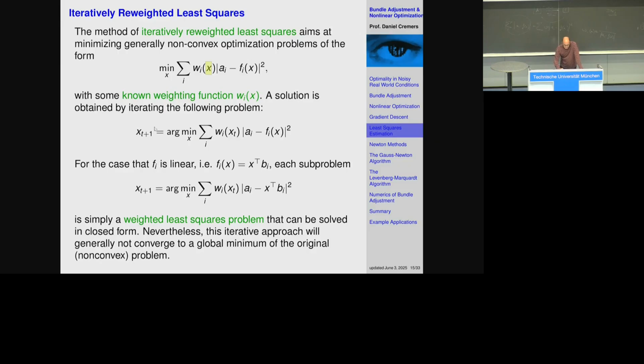And the idea is you see it here, we get a solution in x for iteration t plus 1, where we keep the weights as a function of the solution at time t. And then it's a quadratic loss function, so it's easy to minimize. And so in each subproblem we solve this problem. So whether it's quadratic depends obviously on the residual fi of x. Sorry, I missed an i.